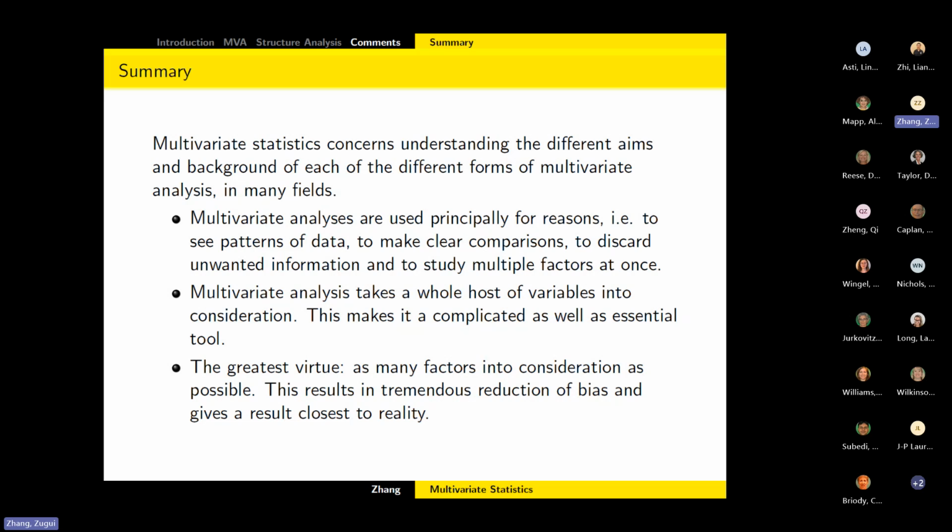So this is the reason multivariate statistics in recent years has been developed very quickly. And also several R-related packages have been developed for us to conduct multivariate statistics.